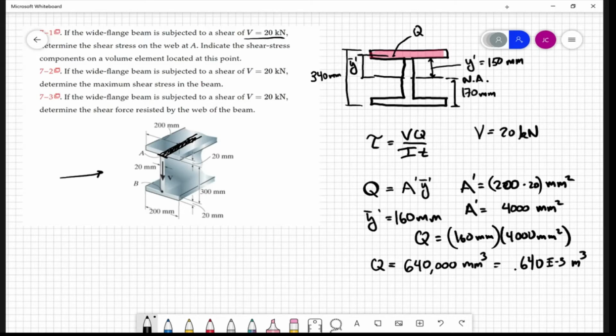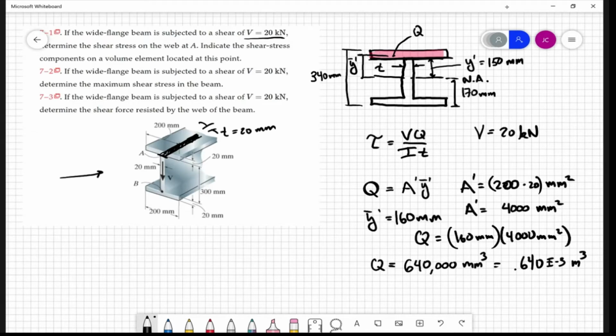Now, T is going to be the thickness of the cross section at A. That is this distance right here. It's going to be 20 millimeters. You might think, why isn't it this larger distance? But that's not really the thickness of the cross section that's carrying the load. That's this area here. And so that is T, and it's equal to 20 millimeters.